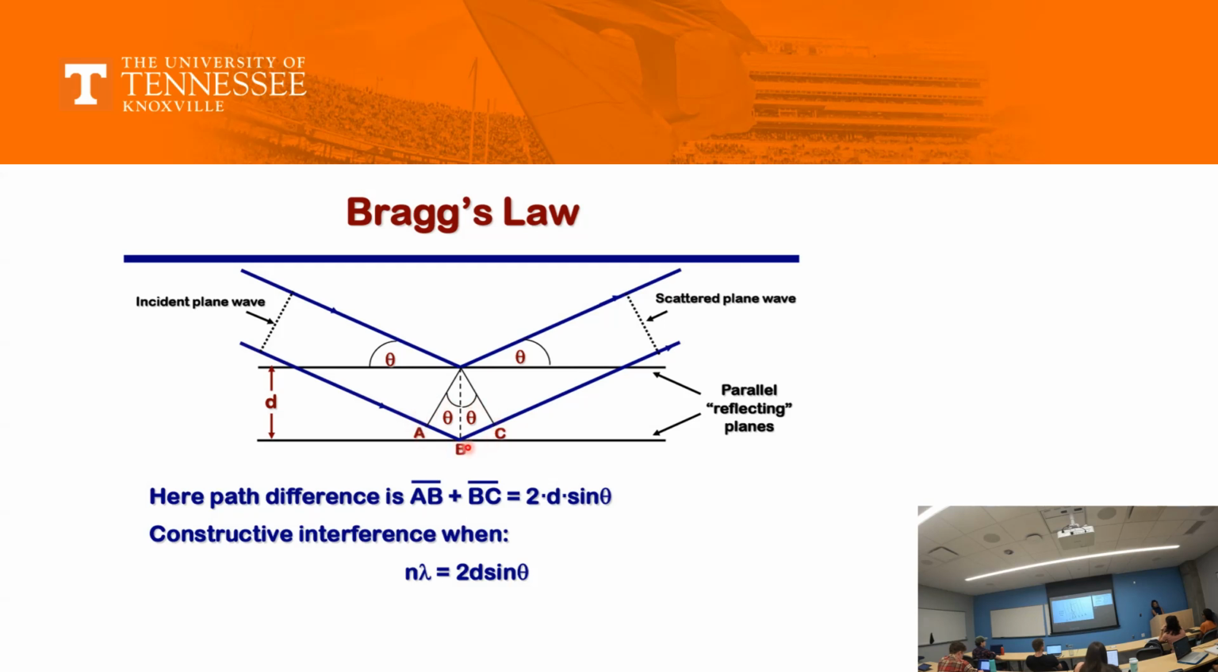If this path difference is in a condition of lambda, it would create constructive interference, otherwise it would create destructive interference and give you a minimum, right? So basically this is your 2d here, and AB plus BC is 2d sine theta. This is the path difference between the top ray and the bottom ray.